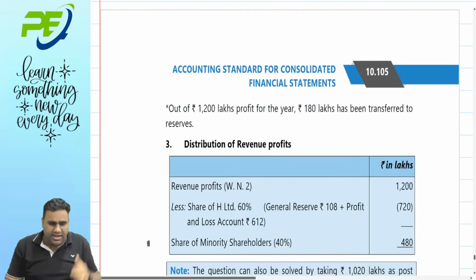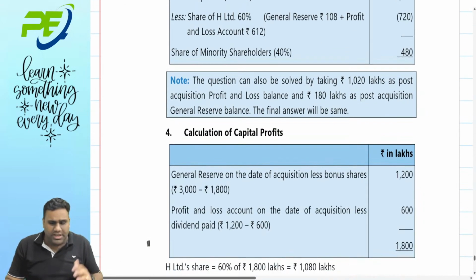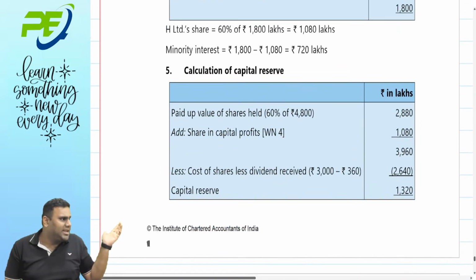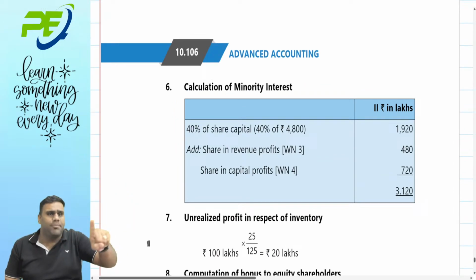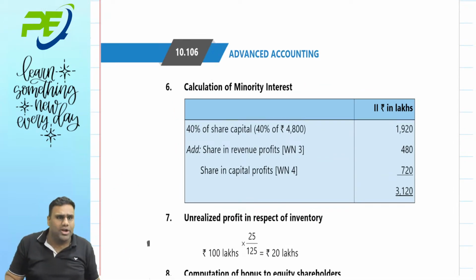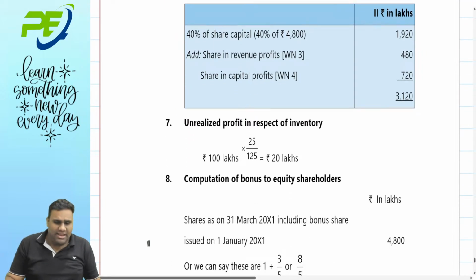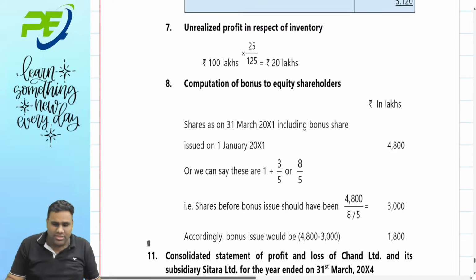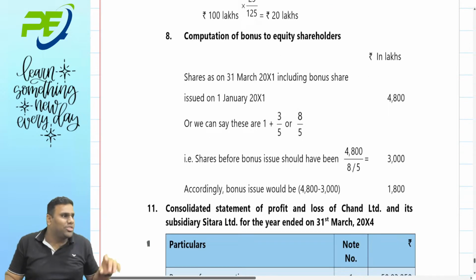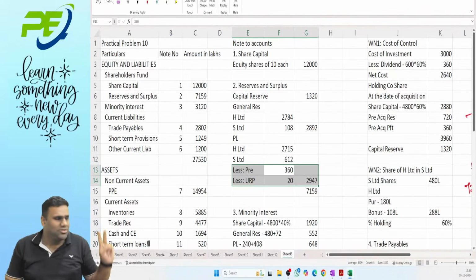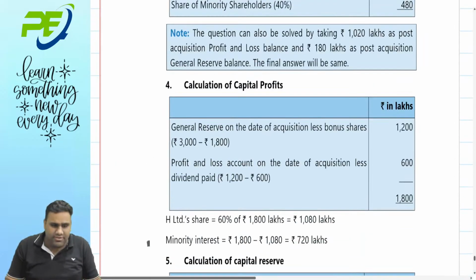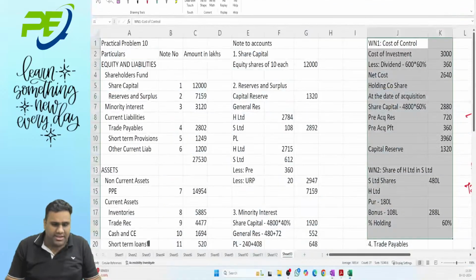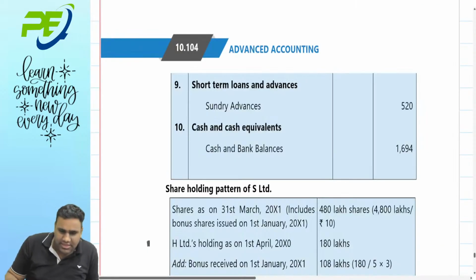They have transferred. Then revenue profit distribution they have shown separately, capital profit separately, and then capital reserve. Then minority interest: I never do a separate working note, I always add it in the notes to accounts. Then inventory, this also I did not do. And bonus. They have 8 working notes and we just have 2. Here they have notes to accounts 10, we have 11.